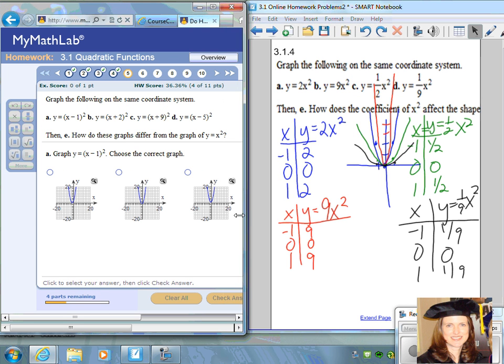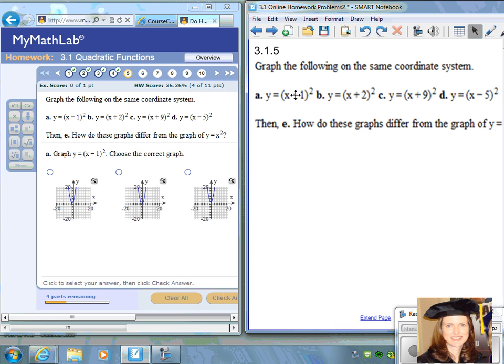This is a similar kind of problem where we're starting off graphing y equals (x minus 1) squared, then (x plus 2) squared, and (x plus 9) squared, and we want to graph those all in the same coordinate system. So we're looking for the relationship with these minus 1, plus 2, and how that affects the shape of the graph. Now again, if you recall from the previous chapter, this is a basic parabola that's been transformed.